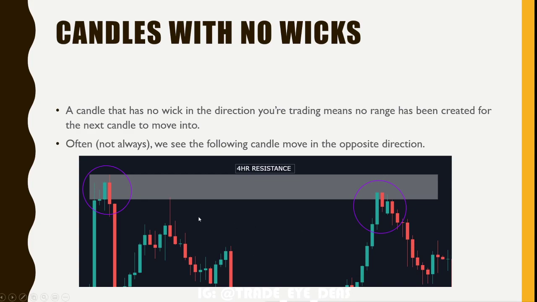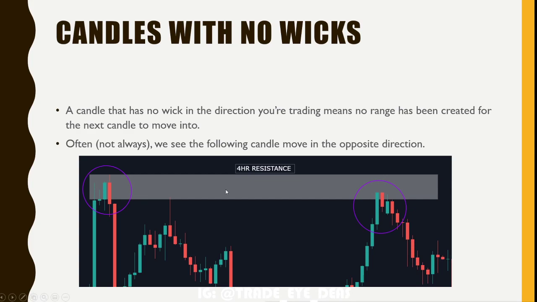So we have two examples here of this. You see this one moved up bullish, it closed with no upper wick, so there's no upper range for the next one to move into, successfully anyway, and this one actually closed bearish on the follow-up, okay?